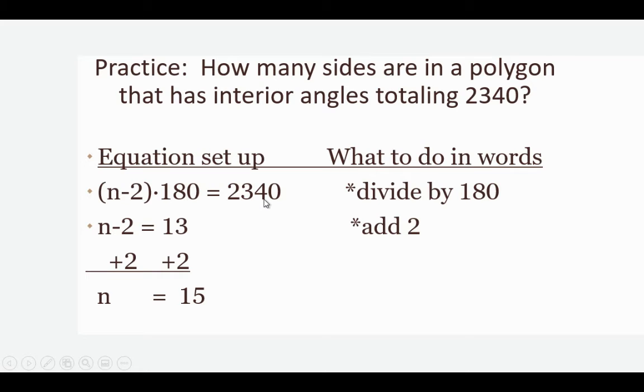All right, next, here's a practice problem in your notes. How many sides are in a polygon totaling 2,340? In our equation setup, we put 2,340 on the right side. First step, we divide by 180. That gives us n minus 2 equaling 13. And then we add 2. That gives us a total of 15 sides.